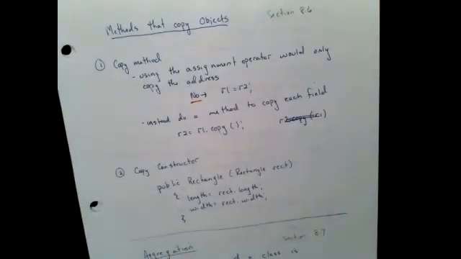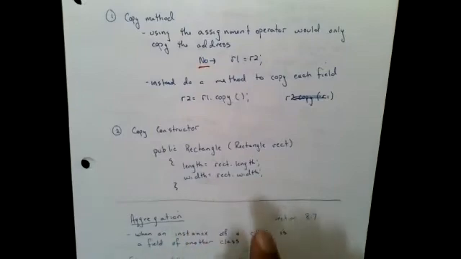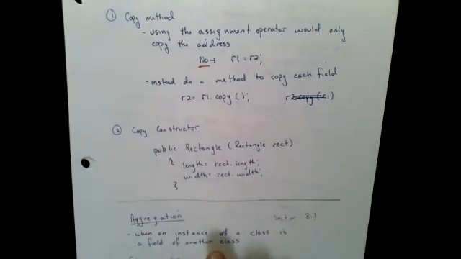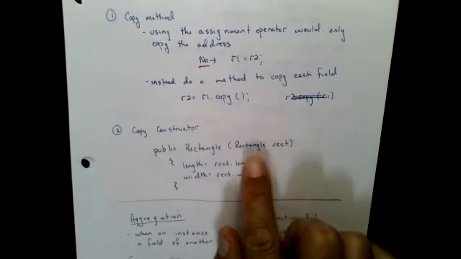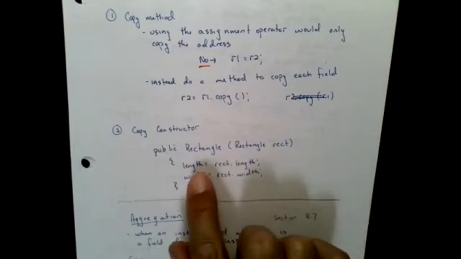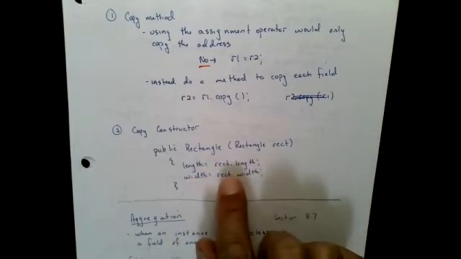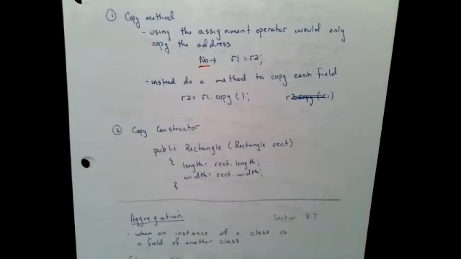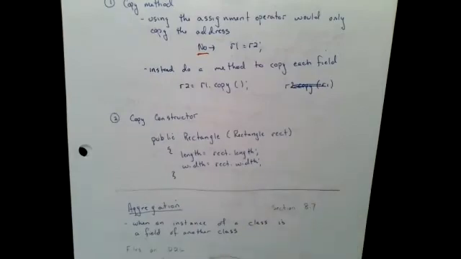Okay, so that's the copy method. And again, here's an example of the copy constructor. The object coming in, its length goes to length, its width goes to width of the current class. And again, I could have put this dot length and this dot width just to make sure there isn't any confusion. It would know to go to that of the current class.